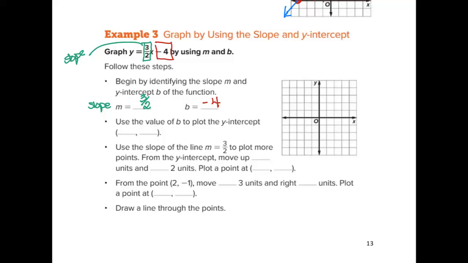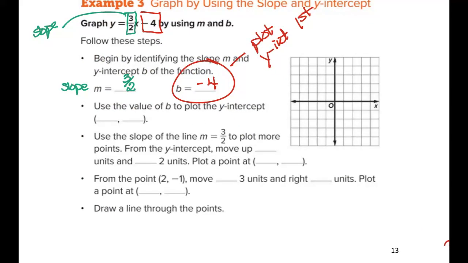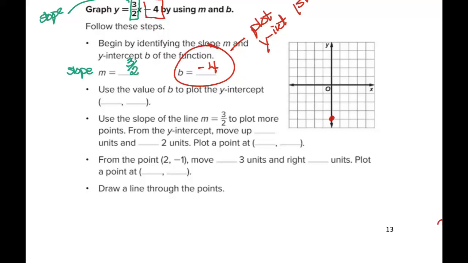Now, when you have this, you always want to start with the y-intercept because that's going to be on the y-axis. Okay? So you want to plot the y-intercept first. So -4, where do I find the y-intercept? On the y-axis, right? So 1, 2, 3, 4 down, right here. Use the value b to plot the y-intercept. That is 0, -4. Use the slope, 3/2, to plot more points.